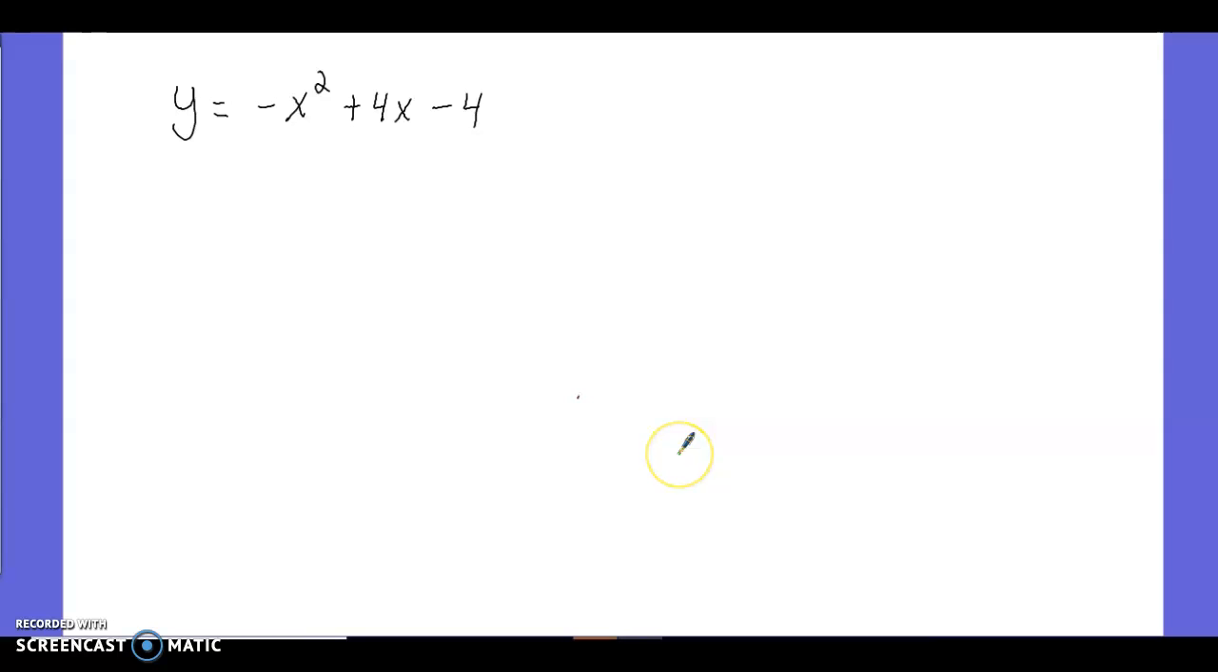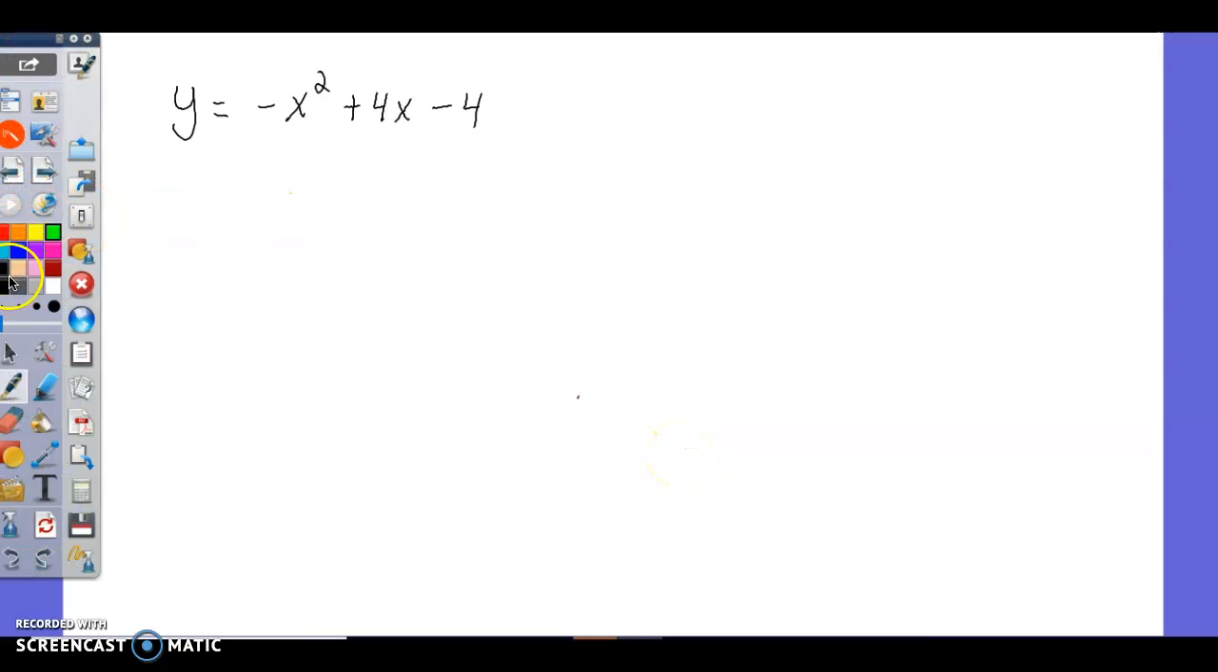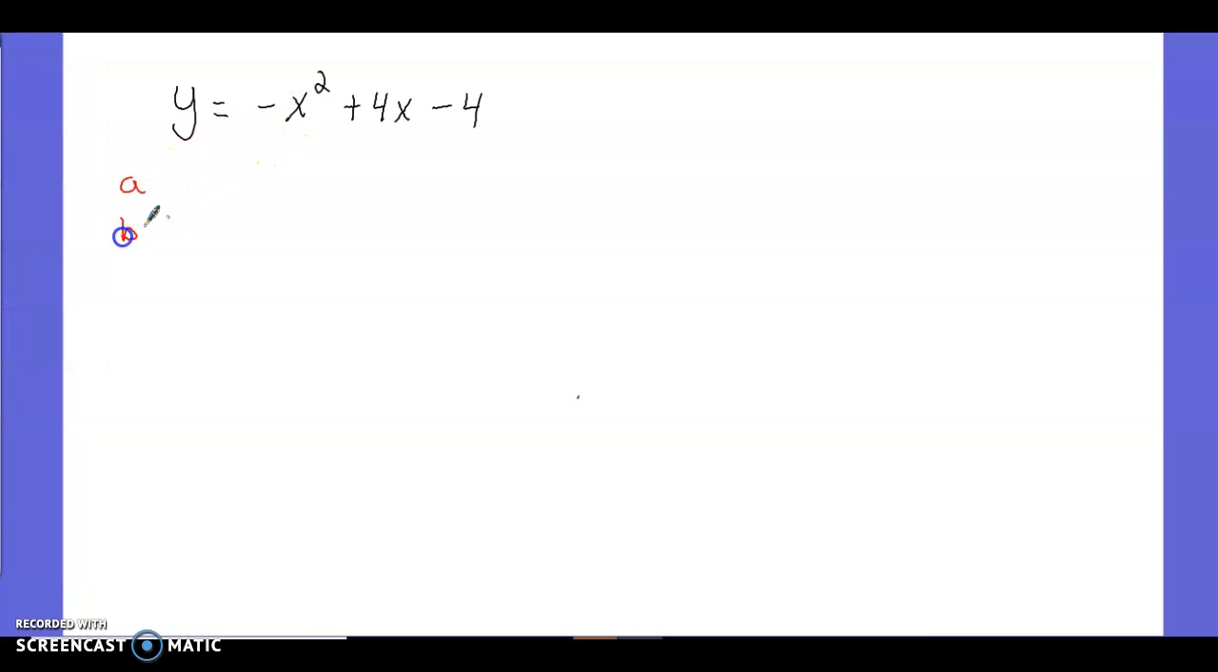Let's go ahead and practice one more. Again, we're going to start with finding our vertex. So identify your A and your B. Pause this as we go. Try to do it on your own. If you get stuck, go ahead and watch the video.